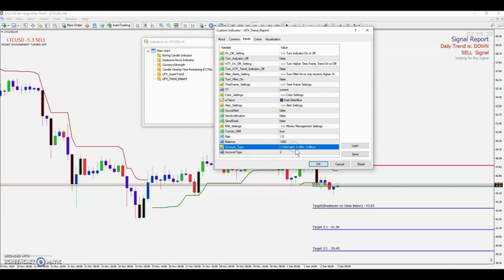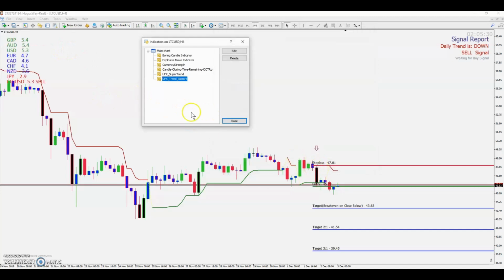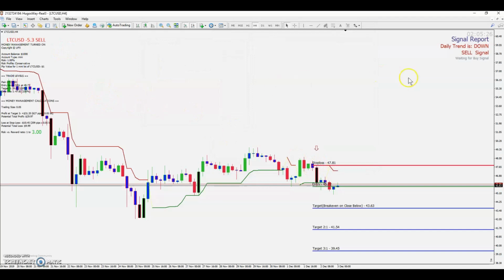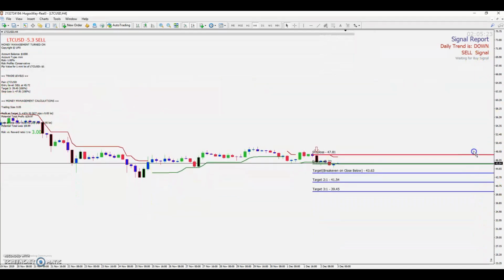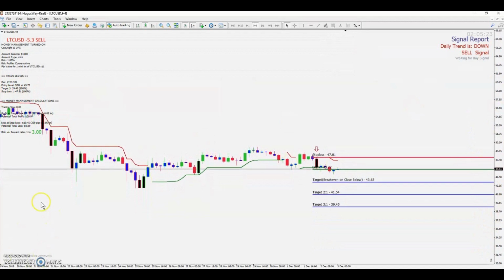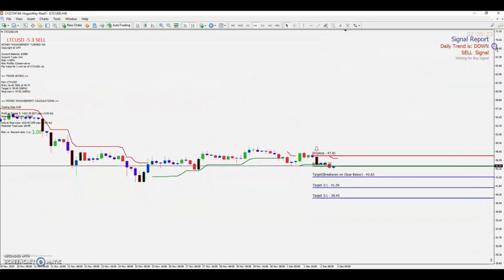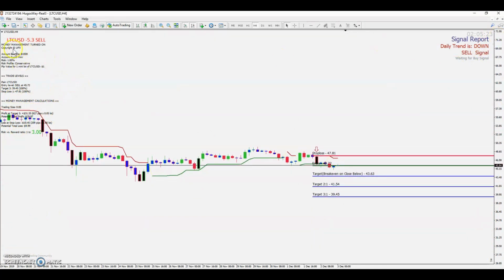You can do whichever the account type is for your broker. This one is a mini account, so we're going to put 2 in, and we're going to hit OK. And we're going to close that. And I'm just going to condense this here. So we can see a little bit what's going on over.